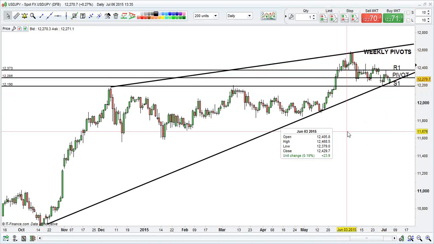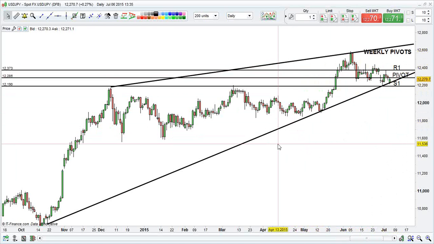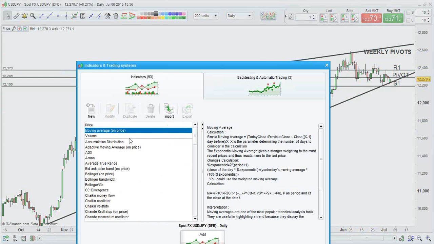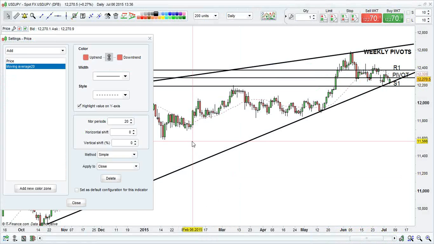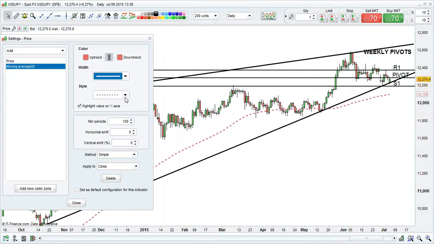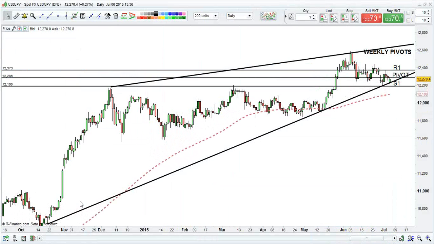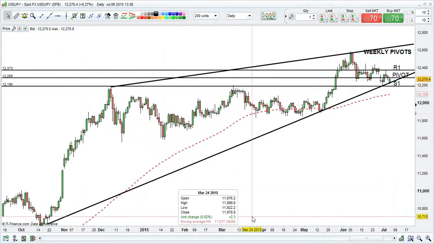Our next support and resistance tool we can look at is a moving average. So we can click on our moving average, add, and we'll use a longer term. Again, I'll look at a 100-day moving average. I'll just calculate that. There's our 100-day. I'll just make it stand out a bit more and close. So again, another level of support.